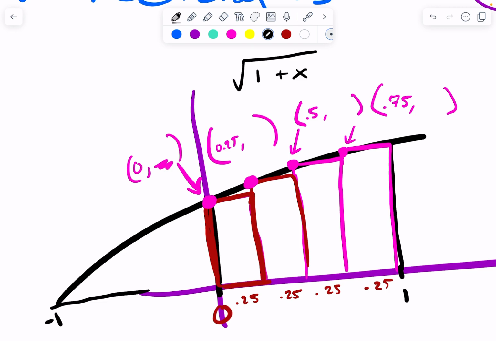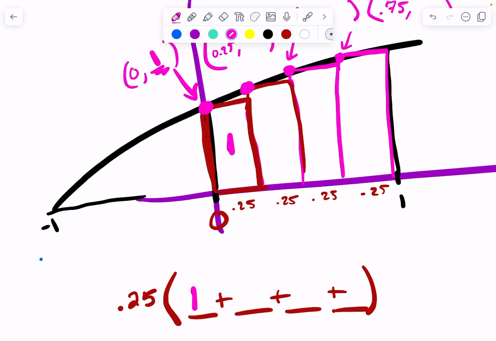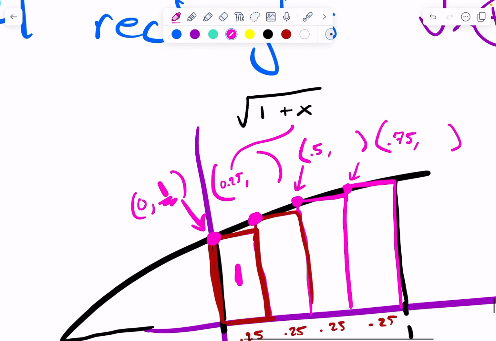So if I plug 0 into the x, 1 plus 0 is 1, the square root of 1 is 1. So I know that the first tower has a height of 1. This guy has a height of 1, okay? Then the second tower, I got to think a little bit. If I add it in there, that would be 1.25, right?